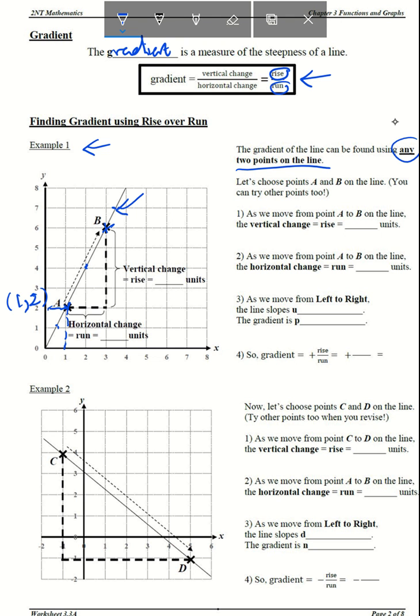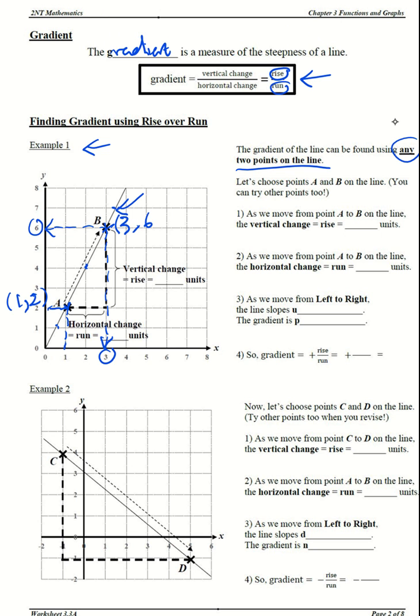Now let's try B. Imran, I'll let you try B. Tell me what's the answer. I'll give you a clue. Coordinates, Imran? Yes, correct. The x-axis is 3 and the y-axis is 6. So we put 3, 6.